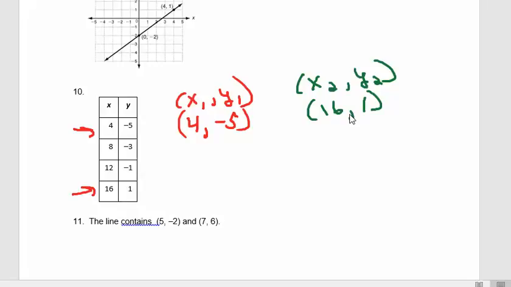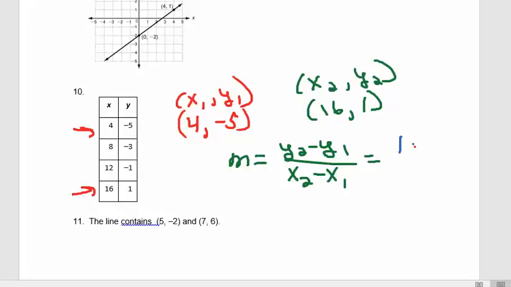Everybody, no matter which 2 points of this table they use, should get the same slope. Otherwise, there's a mistake. So the formula, again, is that the slope is equal to the difference in the y coordinates, y2 minus y1, over the difference in the x coordinates. Now we just have to plug them in. So y2 is 1, right here. y1 is -5. Watch out for those minus negatives. And then x2 is 16.